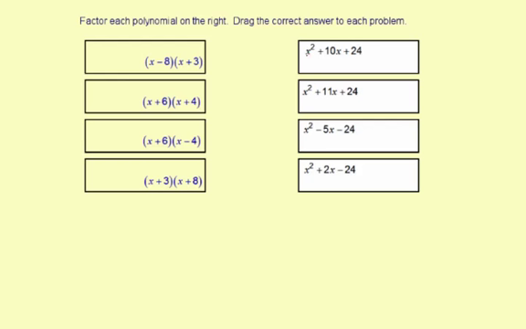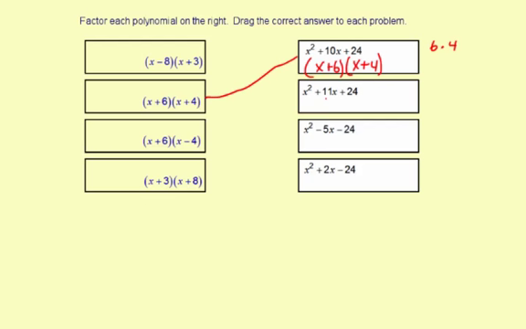For this first one, we have x squared plus 10x plus 24. We want to look at the factors of 24 that add to make 10. I know what that is. It's 6 times 4, because 6 times 4 makes 24 and 6 plus 4 makes 10. That means the factors are going to be x plus 6 times x plus 4, like that. So there's the match there.